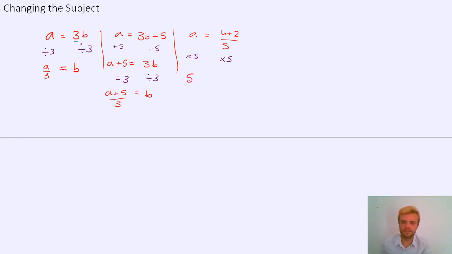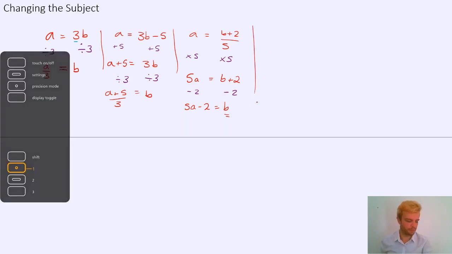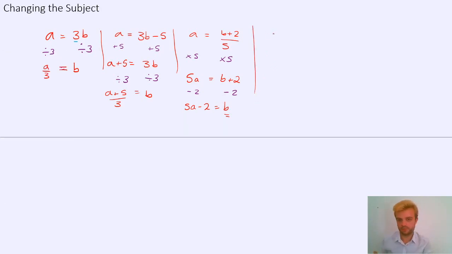A times 5 is just 5a. And after we've multiplied by 5, the other side turns into b plus 2. So we can then subtract 2 to get 5a minus 2 equals b. So now b is the subject of that equation. Right, there's a couple more examples I'd like to show where we're putting it all together now. We've done lots of a's and b's, but of course, like with all algebra, it can be any letter really.